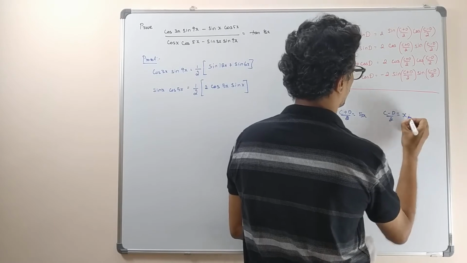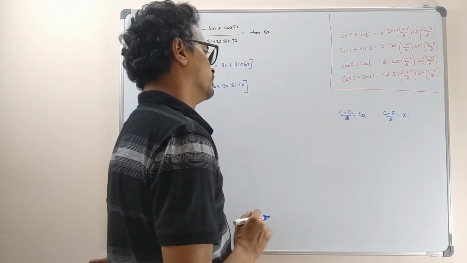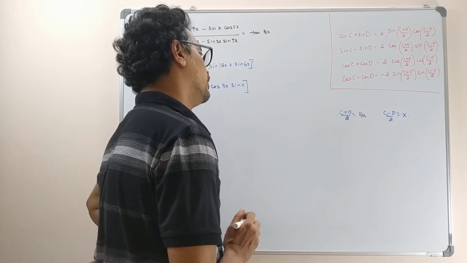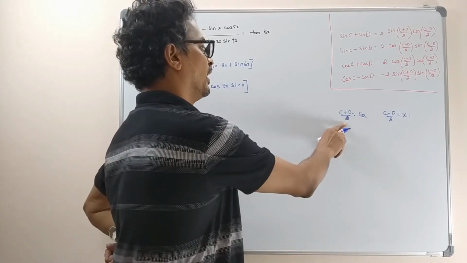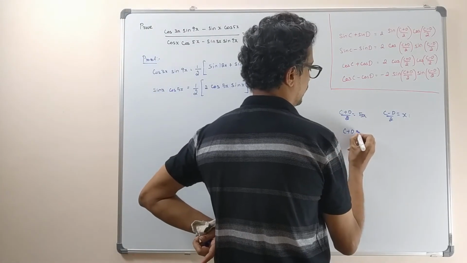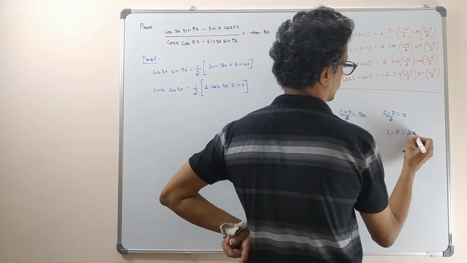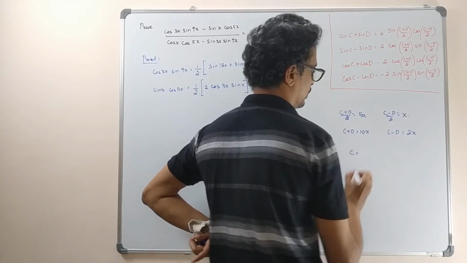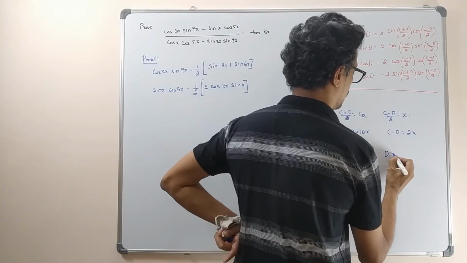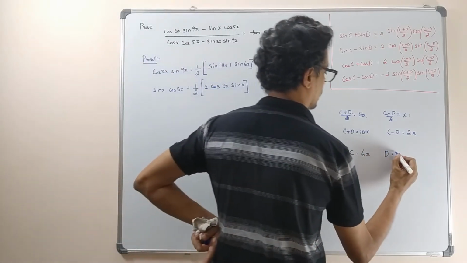Tell me, so what do we have? c plus d equal to 10x. Just straight away tell me the answer. So when I take it here, this becomes 10x. c plus d equal to 10x, c minus d equal to 2x. Tell me, what do we see now? c equal to 6x, correct. And d is equal to 4x.